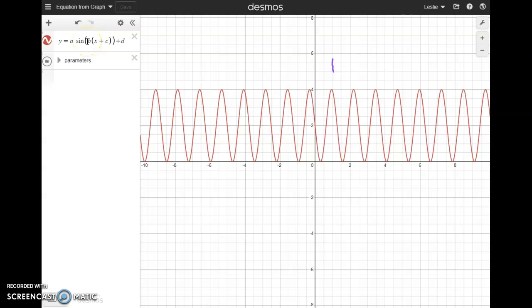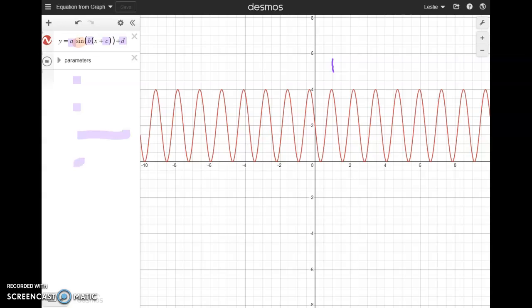In this video, I'm going to try to show you how to take a graph and use the information you can see on the graph to find the equation of a function. In this case, I'm going to show you what the parameters are. I've got a sine graph, where I have an A value, a B value, a C value, and a D value.